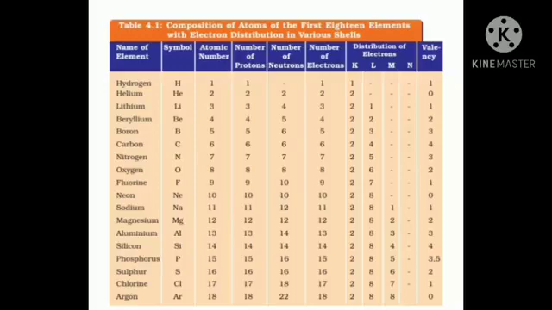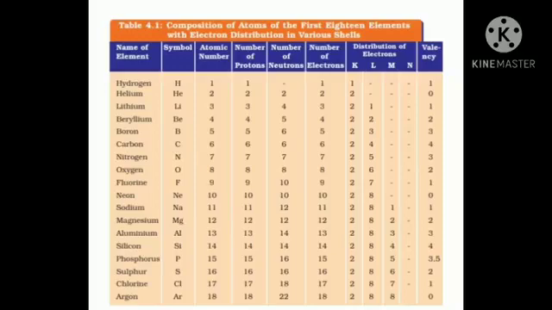Nitrogen, symbol N, atomic number 7. So the number of protons and electrons is 7. Neutrons 7. K shell 2, the remaining goes to the next shell, 5. Valency 8 minus 5 equals 3.